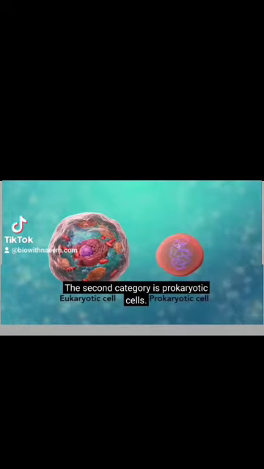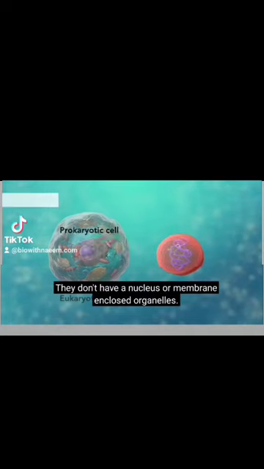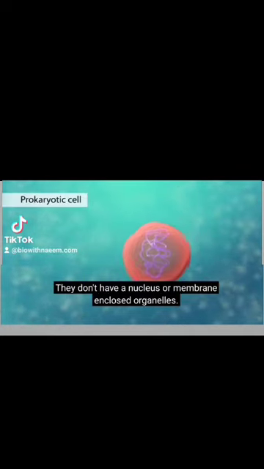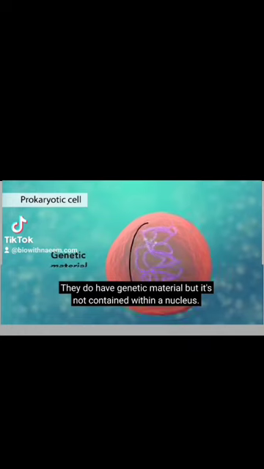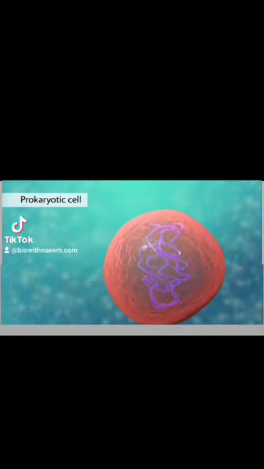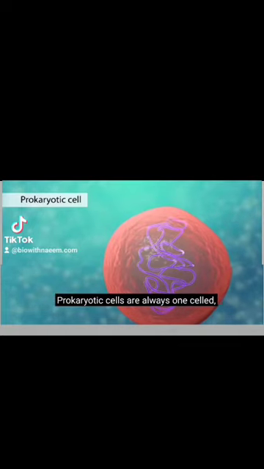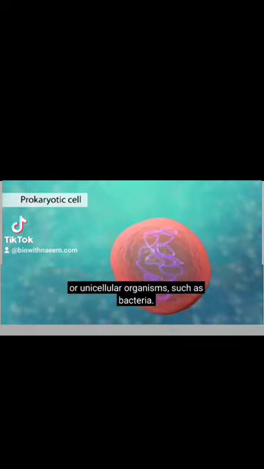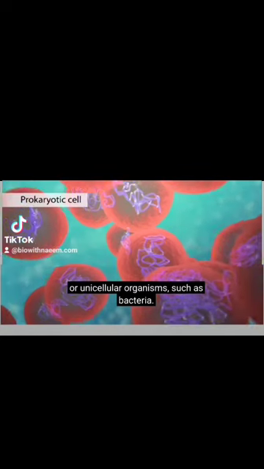The second category is the prokaryotic cell. They don't have a nucleus or membrane-enclosed organelles. They do not have genetic material inside a true nucleus. Prokaryotic cells are always one-celled organisms, unicellular organisms such as bacteria.